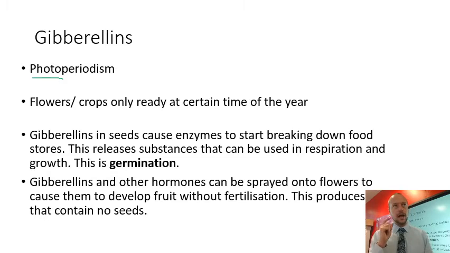So 21st of June is the longest day of the year, the summer solstice. It's when the sun sets the latest and it comes up the earliest. So the night is the shortest and the day is the longest. The 21st of December, which is coming up in a few weeks, that's got the shortest day. So basically the sun comes up the latest and it goes down the earliest.